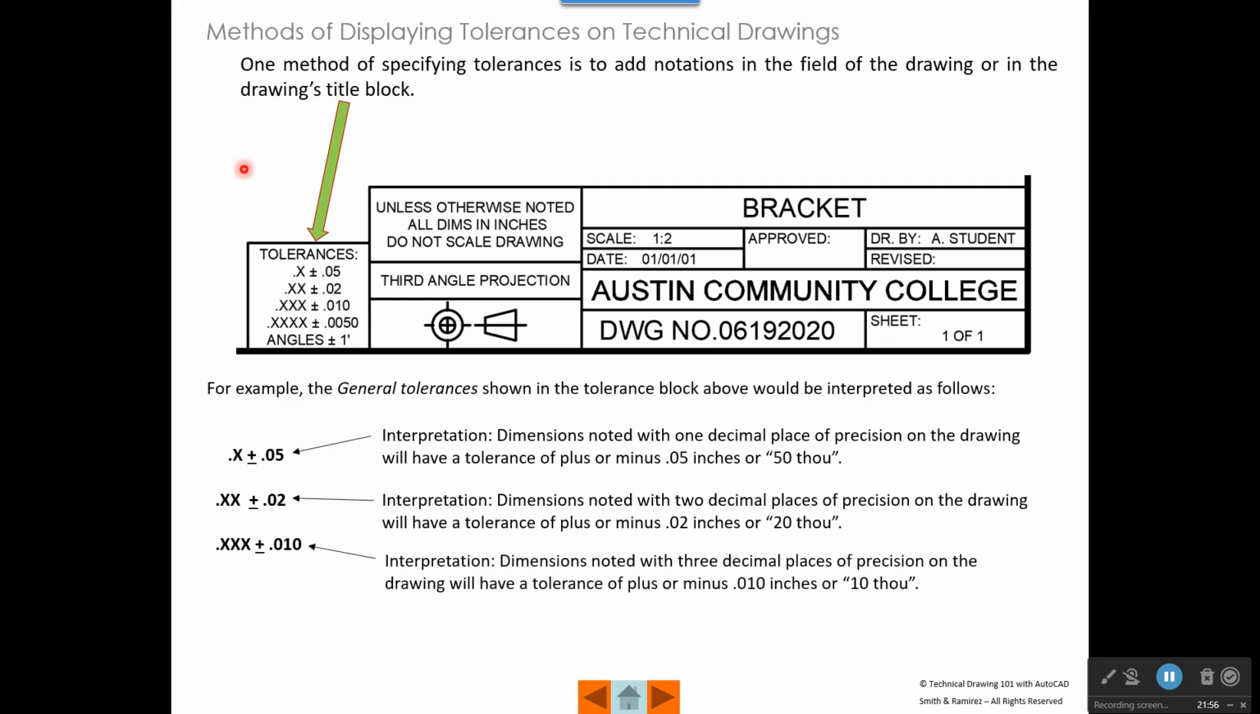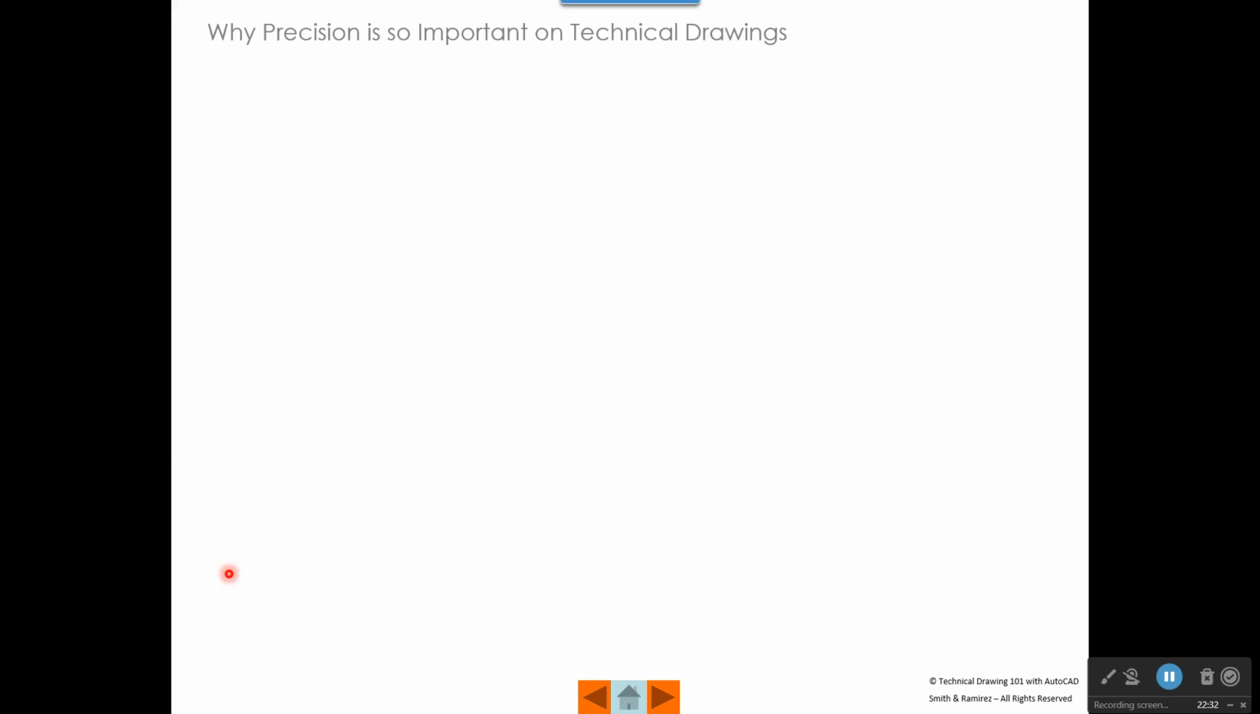So when you start to put your dimensions in, any dimension that you want the tolerance to be 0.05 for, what you would do is you would just put that dimension in at 1 decimal place, like 1.5. If you put in 1.50, this dimension or this tolerance would apply, and if you wrote 1.555, this tolerance would apply. You can control the number of places of precision in your drawing through your dimension style in your CAD program.